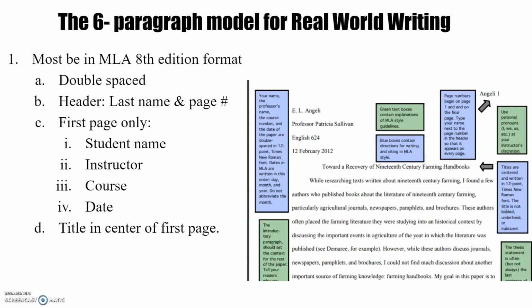We are going to review the 6-paragraph model for real-world writing, which includes MLA 8th edition format, so your paper will look like the one on the right. Your paper is to be double-spaced and include a header with your last name and page number, and on the first page only, you will type your name, your instructor's name, the course, and the date, and you will give your essay a title, which will be in the center. Again, notice the essay example on the right of the page.